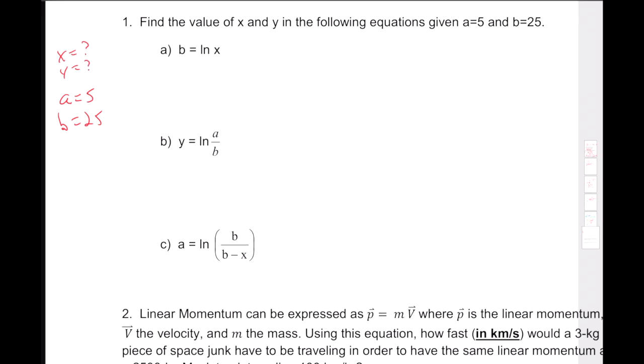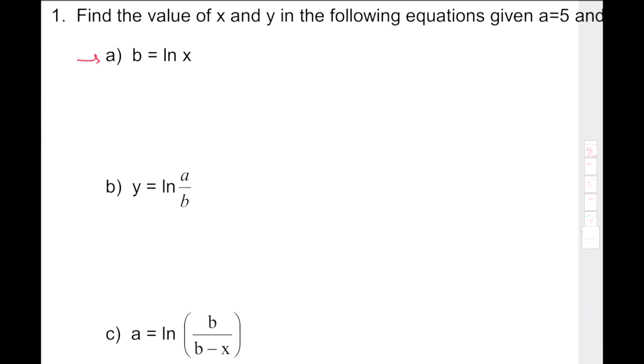Okay, so in this first one, let's just take A. We want to find x. Well, x is trapped inside this ln, which stands for a natural log. It's a natural log function. How do I isolate that? How do I get rid of that ln function, if you will? Well, the way I do that is I raise both sides to the constant e.